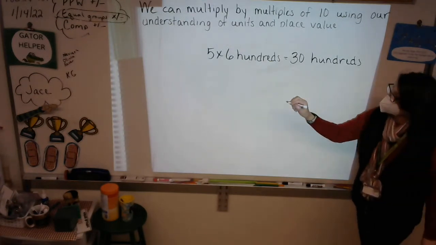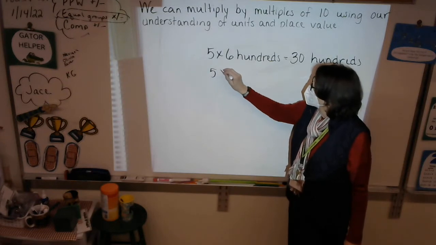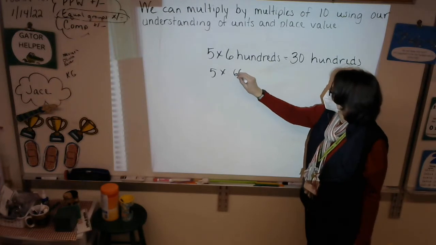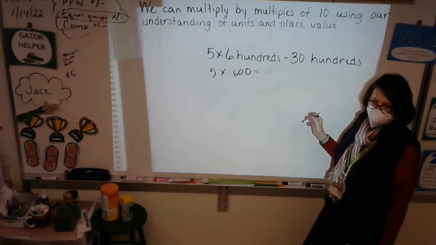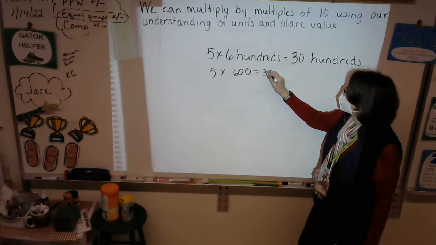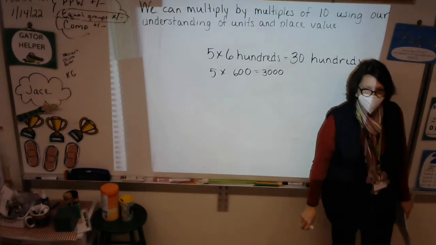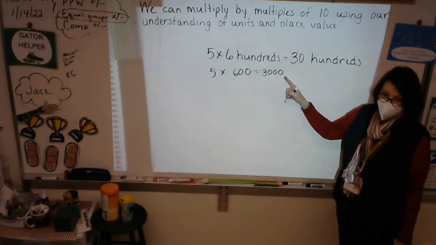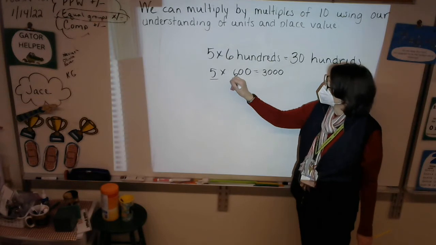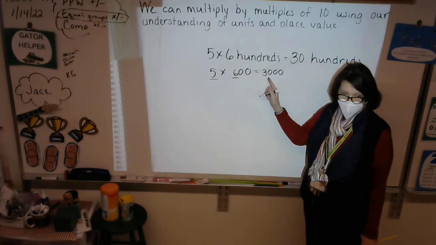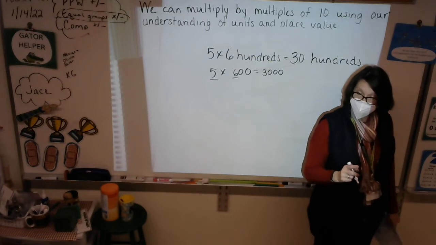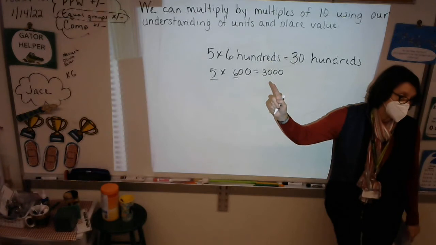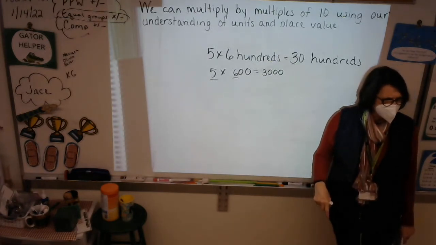Well, what are we really saying here? We're saying 5. How do you write 6 hundreds? 600. How do we write 30 hundreds? 3,000. This is 30 hundreds. So what did we do here? We took 5 times 6 and got 30. And we added 2 zeros. Why did we add 2 zeros? Because we're multiplying by the unit hundreds, not the unit tens. Does it make sense? Okay.